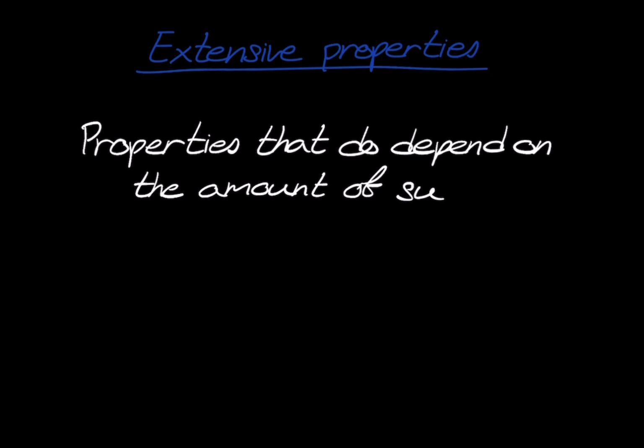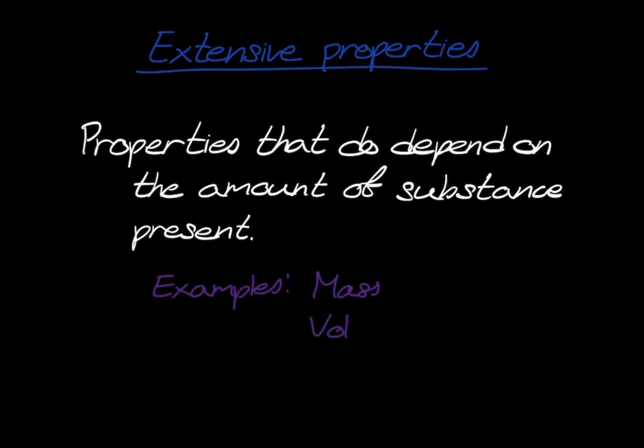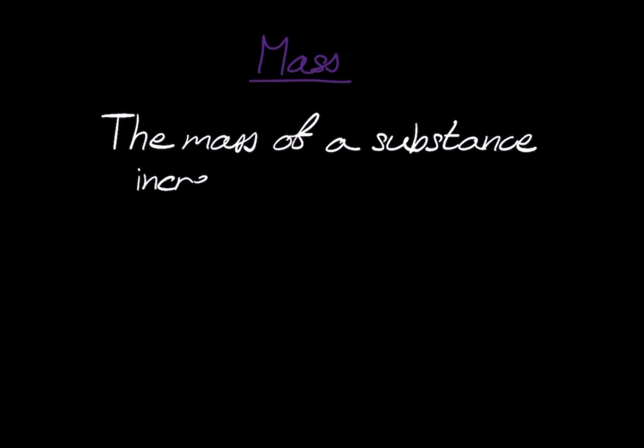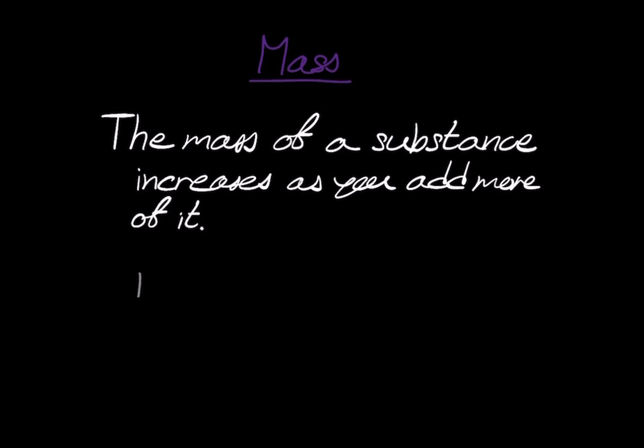Extensive properties, on the other hand, are properties that do depend on the amount of substance you have, so they increase or decrease as you add or remove substance. For example, mass, volume, and length are all extensive properties. Let's take a closer look at mass. The mass of a substance increases as you add more of it. For instance, if you have 10 grams of iron and you add another 5 grams, your total mass becomes 15.